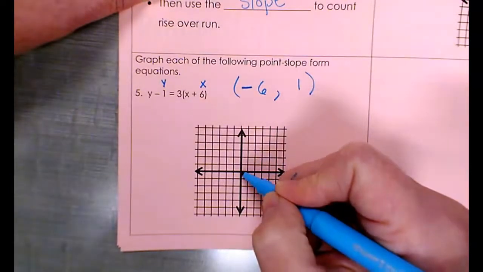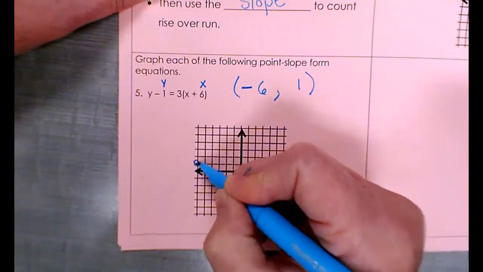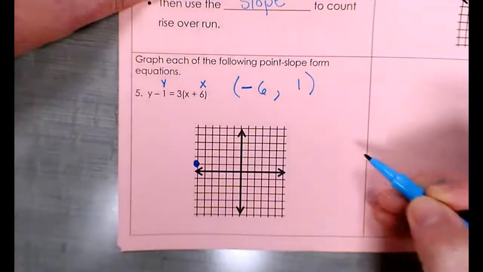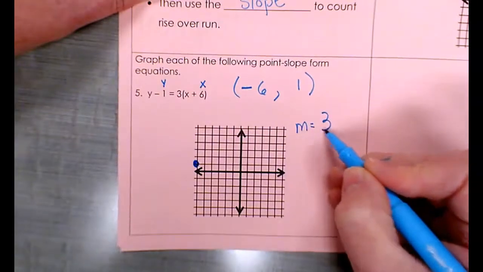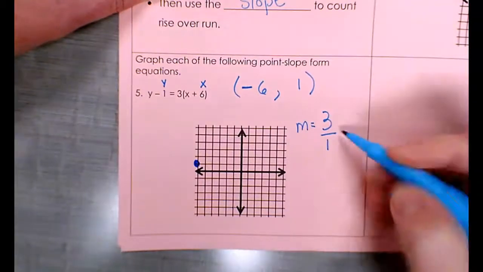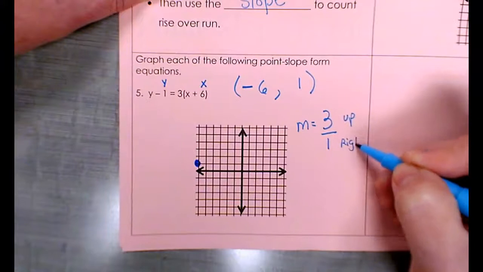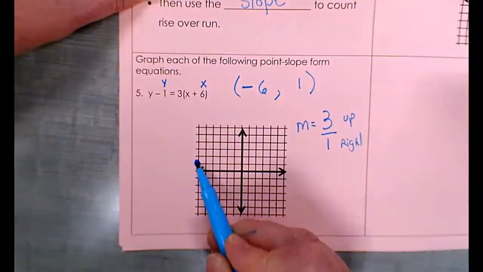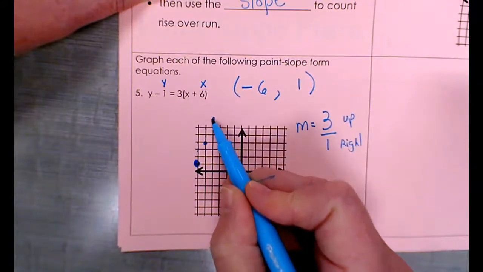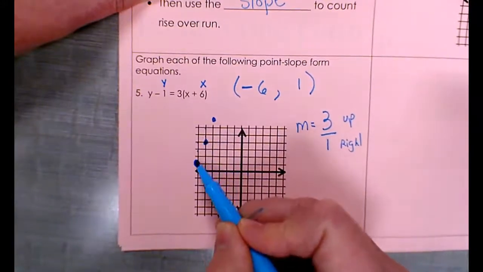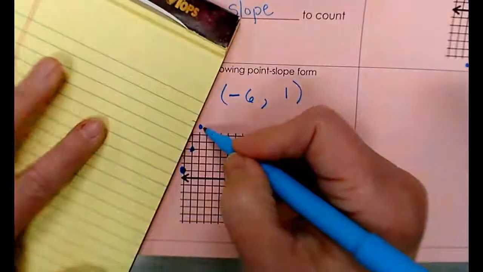My line is going to go through the point. And my slope is going to be 3, and that's the same thing as 3 over 1. So I'm going to go up 3 and right 1 from this point right here. So it's going to be all the way over here on the edge of my graph.